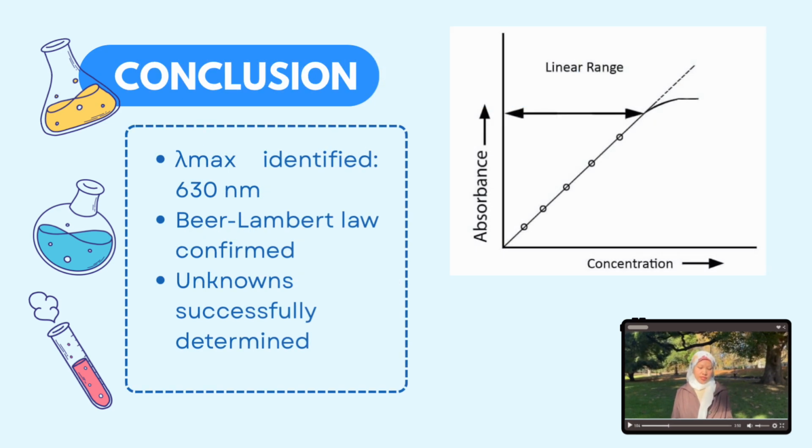In conclusion, the experiment successfully demonstrated the principles of UV-Vis spectrophotometry. The wavelength of maximum absorbance was identified as 630 nanometers, and the calibration curve showed excellent linearity with an R-squared value of 1. The concentrations of the unknown samples were also successfully determined using the Beer-Lambert law.